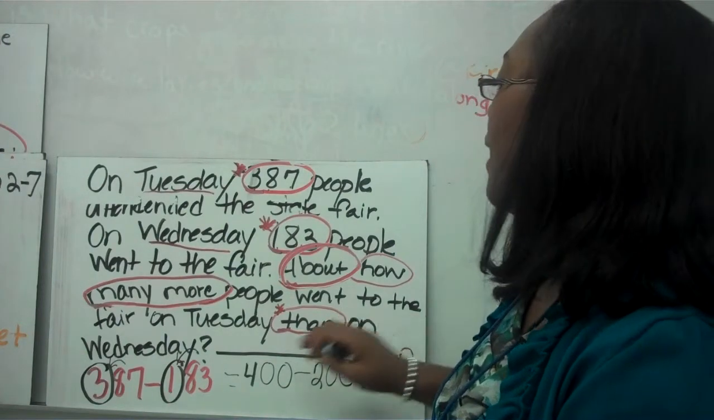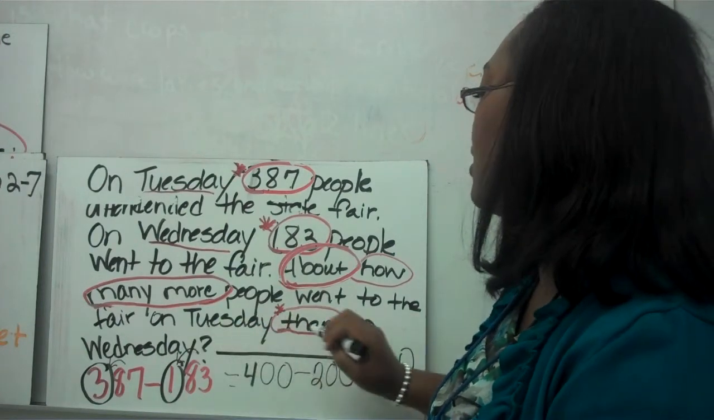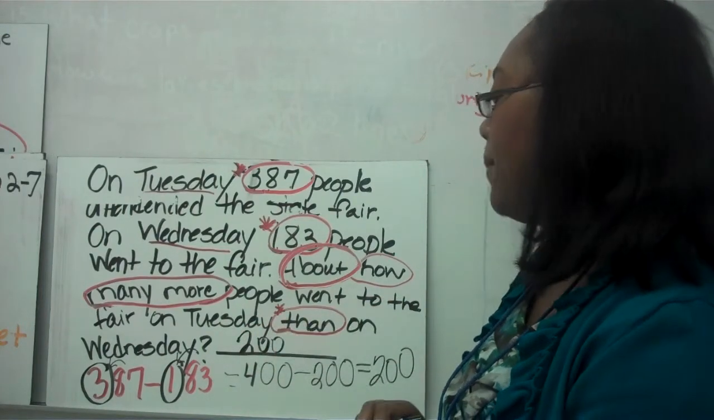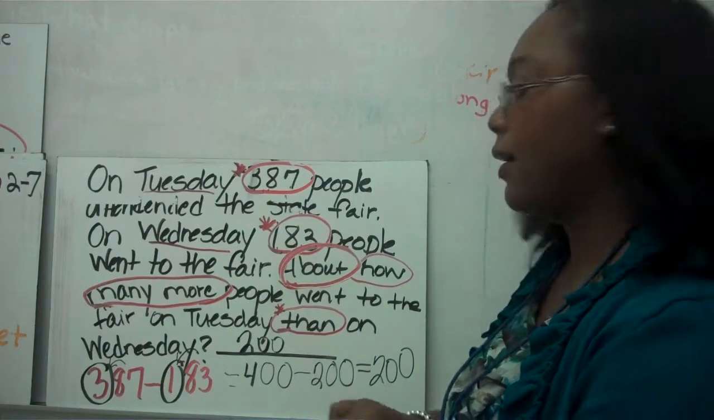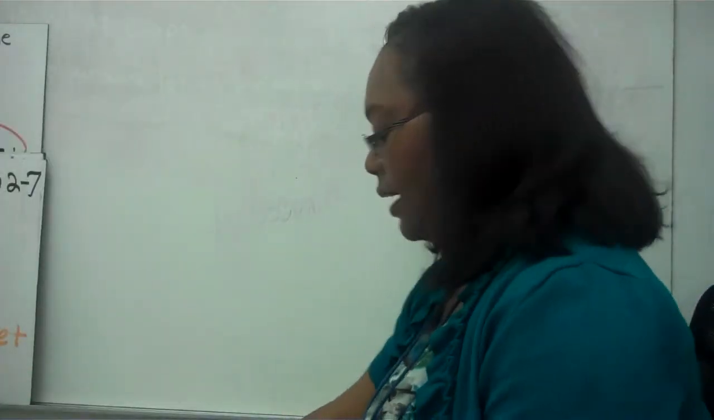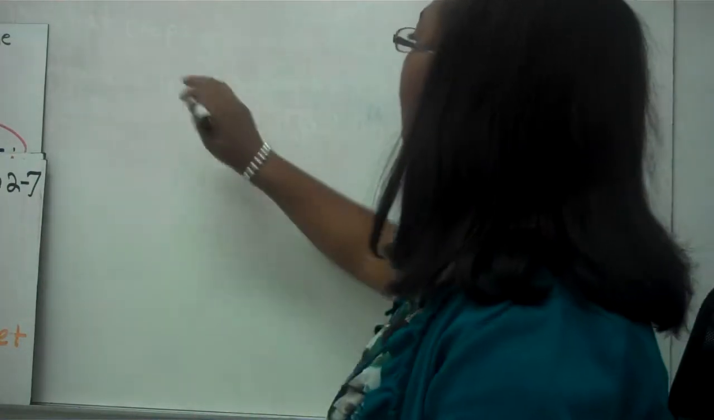So when it says about how many more people went to the fair on Tuesday than on Wednesday, your answer should be 200. About 200 people. Okay? Now, I want you to take a minute and copy down this problem.